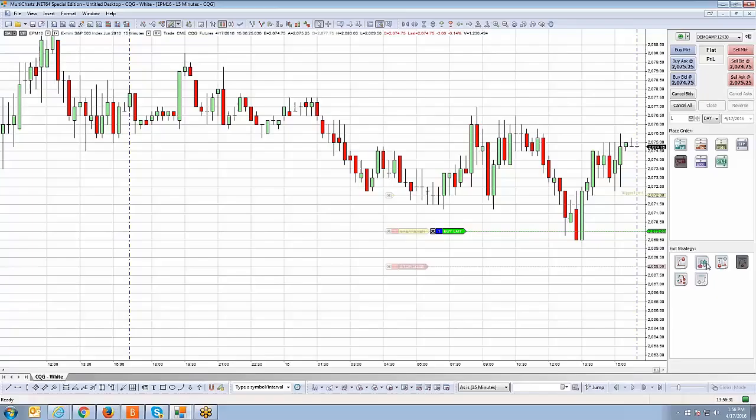All right, let's move on to the next one, which is a very popular one called the trailing stop, and then we'll finish everything up with the master strategy, which is a very popular extra strategy within MultiCharts.net.